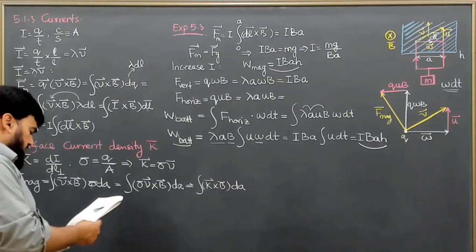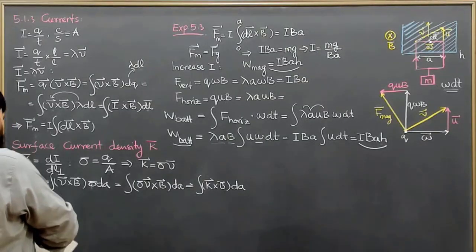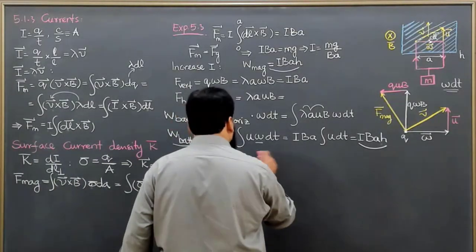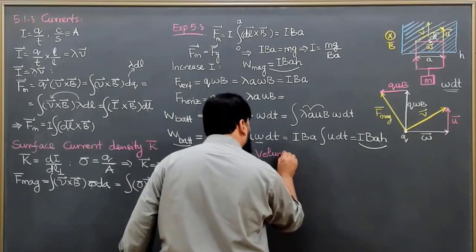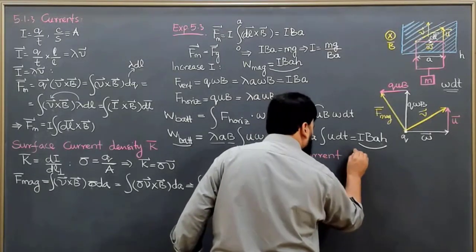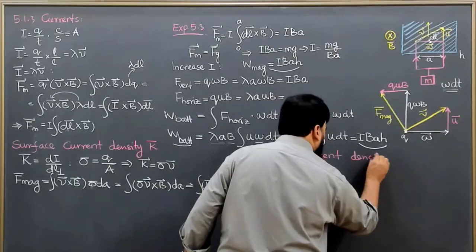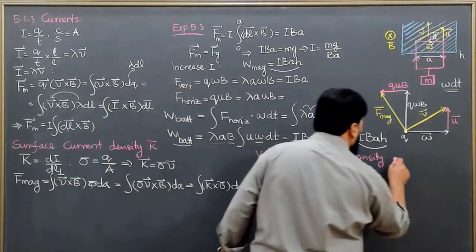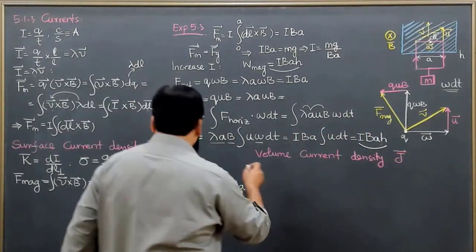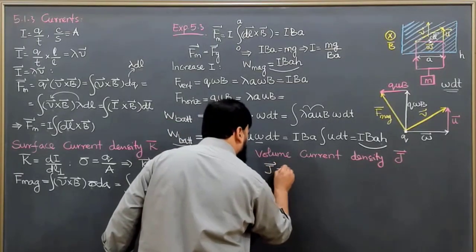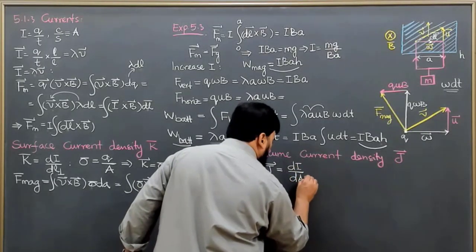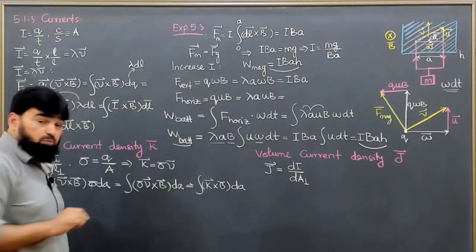Similarly, I can define the volume charge, the volume current density, and this I represent with J, and J is basically equal to current per unit, per particular area, the cross-section area. So this is current per unit area.